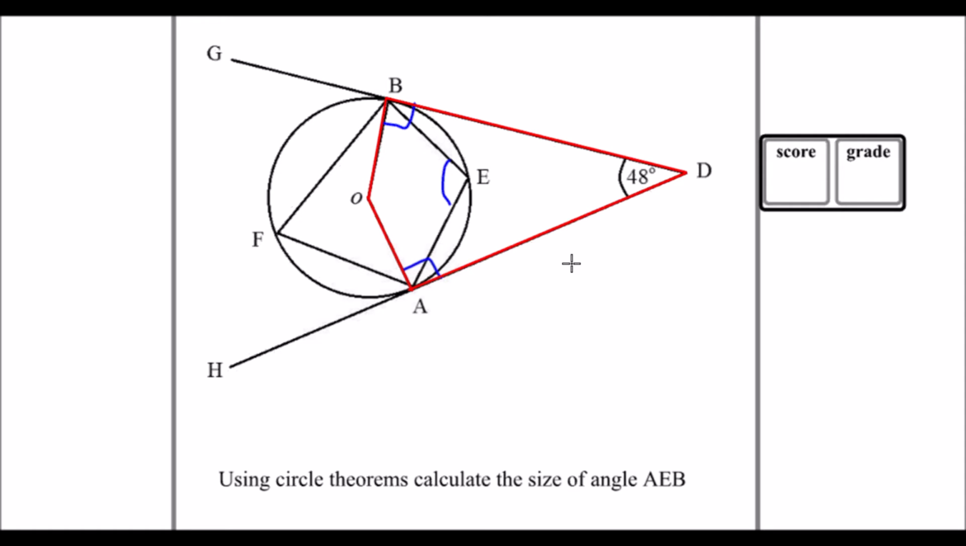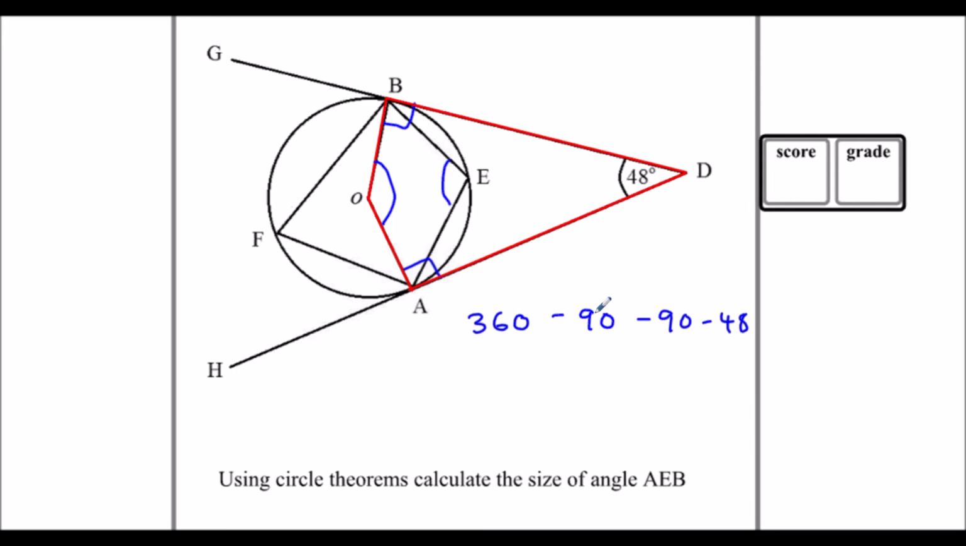A quadrilateral here. We know 3 of the angles in our quadrilateral, and the angles in a four-sided shape add up to 360 degrees. So these 4 angles must add up to 360 degrees. So 360, take away 90, take away 90, take away 48 will give us the angle AOB.